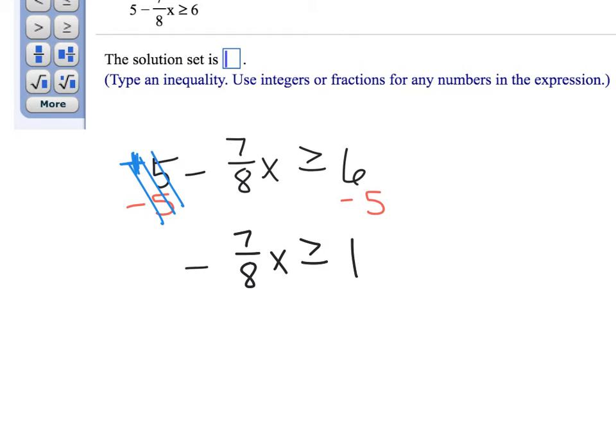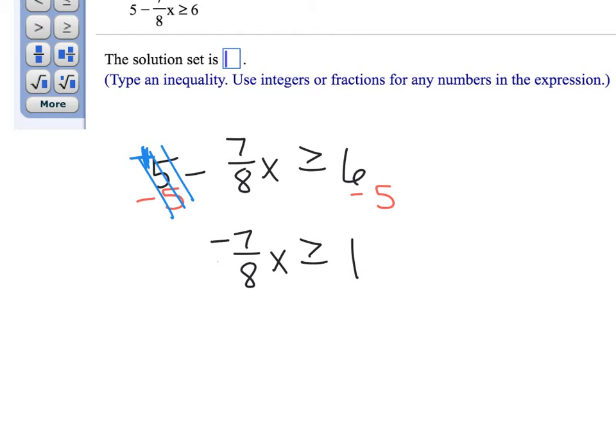Now the thing is, when you have this negative here, you are allowed to take it and apply it. So I'm going to erase it there, and then I'm going to apply it to the numerator. Basically it was down here and I just moved it up here. And so now I've got negative 7/8 x is greater than or equal to 1.